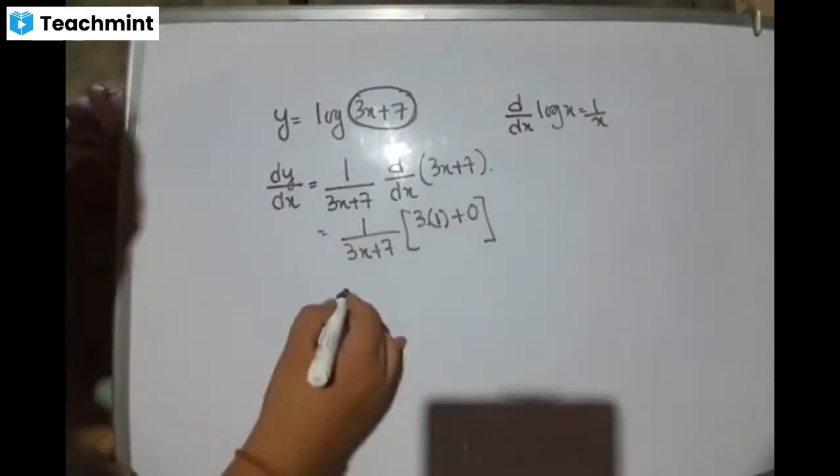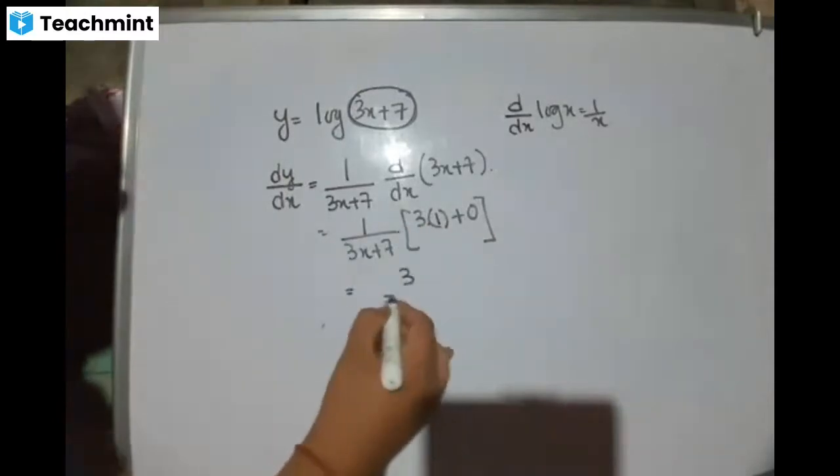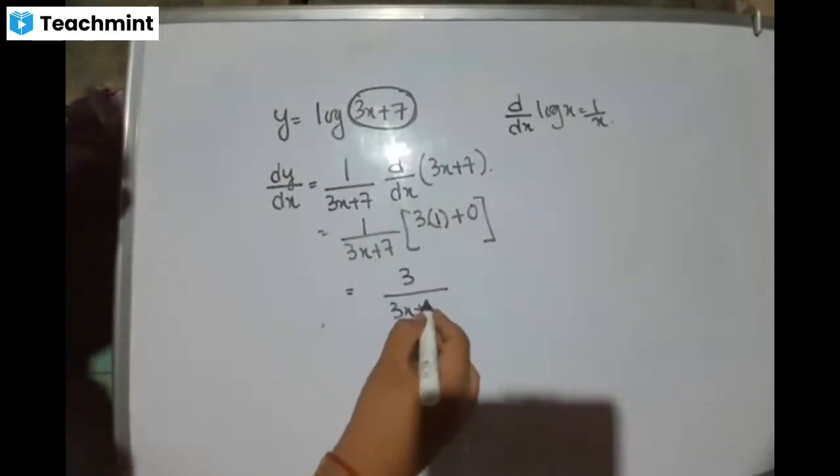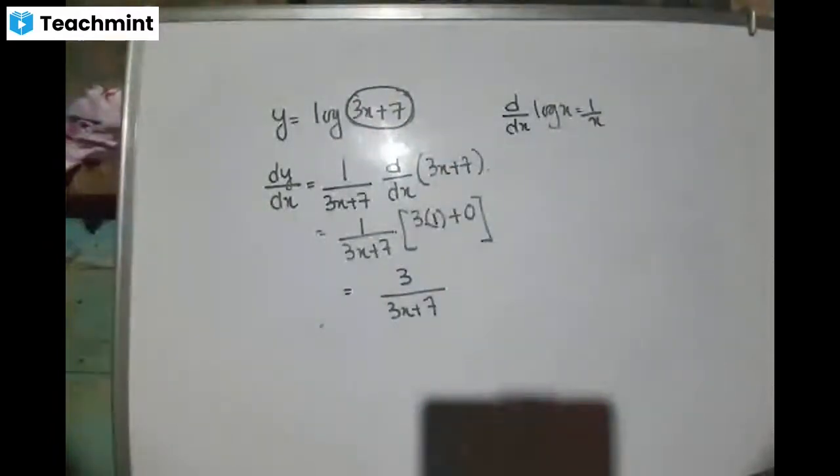So what do you get, everyone? 3 plus 0 is 3. So 3 ones are 3 divided by 3x plus 7. So this is how you differentiate a composite function, everyone, and this is log. So I'll do a few more questions where we have to use log.